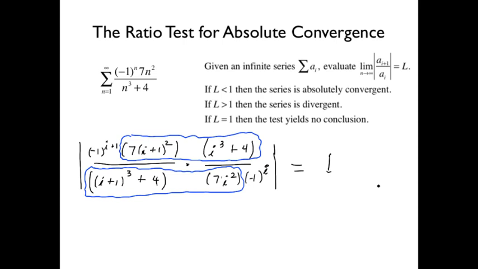So we need something else, right? So this test doesn't tell us anything. So we go back and we look at this. We've got an alternating series, and we've got 7n squared over n cubed plus 4. So let's look at the limit of that sequence. What's the limit of that sequence?